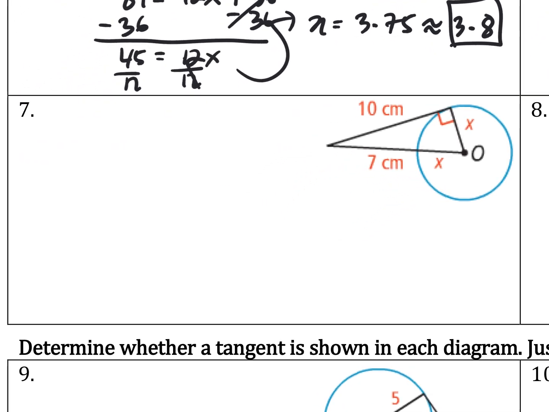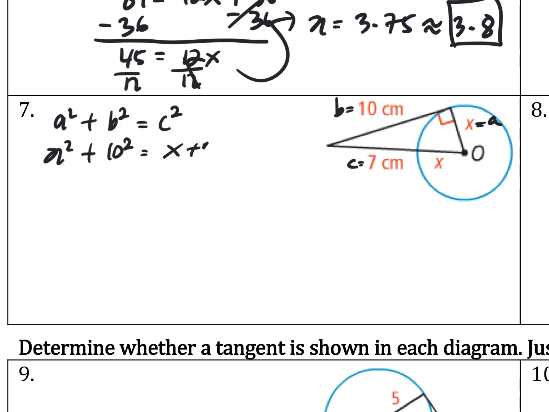Okay, one more. First, what I'm going to do in here is label what's going to be my A, B, and C. So this is going to be my A, this is going to be my B, and this is going to be my C. Okay, so A squared plus B squared is equal to C squared. My A is going to give you x squared plus 10 squared is equal to (x plus 7) squared. That's going to give you x squared plus 10 squared, which is 100, is equal to x squared plus 14x plus 49. We can cancel these two together.